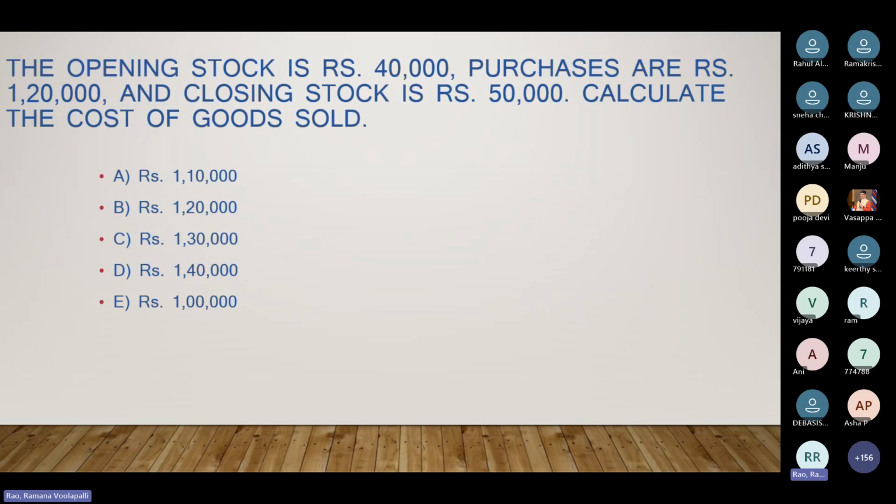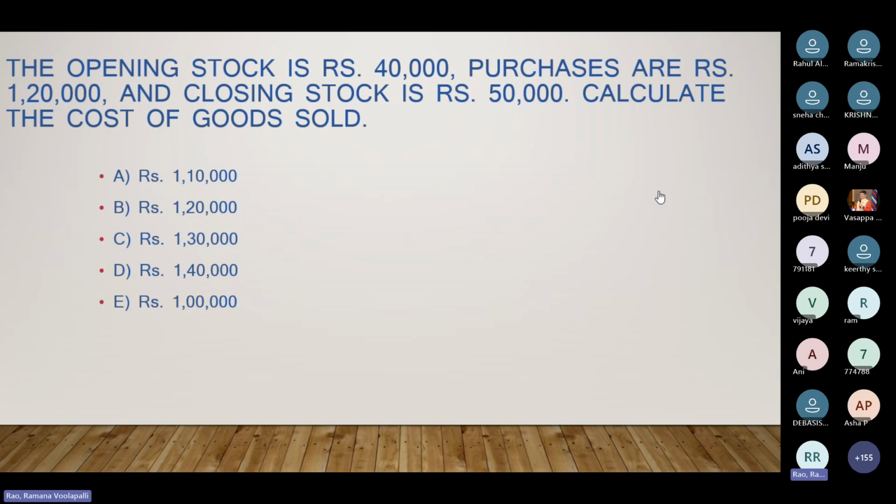Now, calculate this quickly. The opening stock is 40,000, purchase is 120,000, closing stock is 50,000. Calculate and give me the cost of goods sold, COGS. Cost of goods sold. Any answer? 1,10,000. Some people are giving A, some people are giving B. Okay, 110. Very good. What answer should I take?